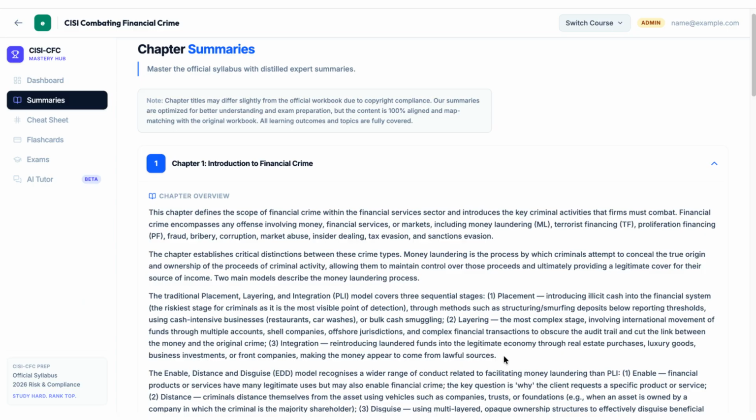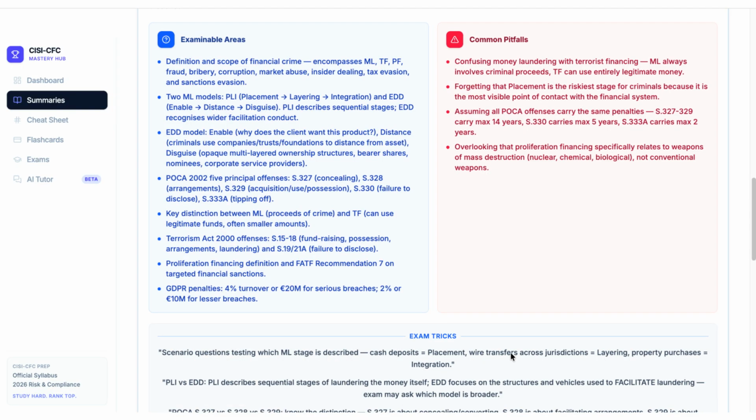This ensures full alignment and mapping with the original workbook for effective learning. Chapter summaries break down exam-relevant material into key areas, common pitfalls, and exam tricks. This focused approach aids in efficient study and retention of critical information.